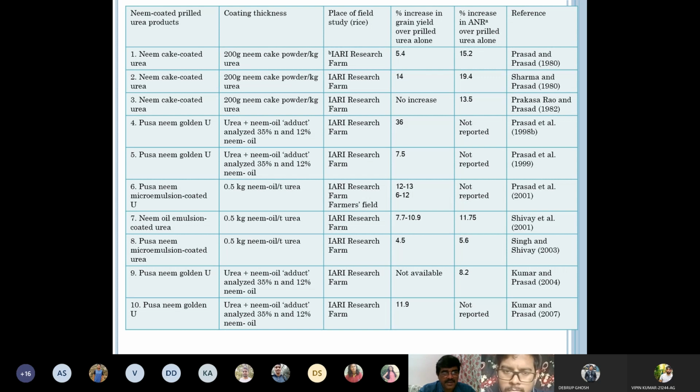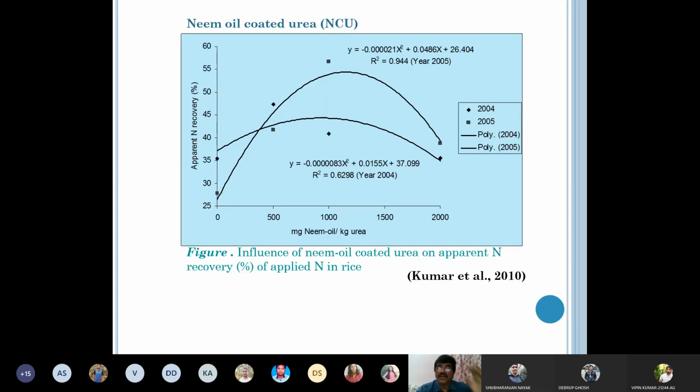And then Dr. Shivay developed the neem oil emulsion coated urea. This was the turning point in neem coated urea technology. Then Pusa neem micro emulsion coated urea was tested at the IARI farm, at farmers' fields, at several fields. Finally we got this neem oil coated urea, and its optimum level is 1000 ppm coating, which gives maximum benefit. However, the government fixed it at 350 ppm, which is also good.